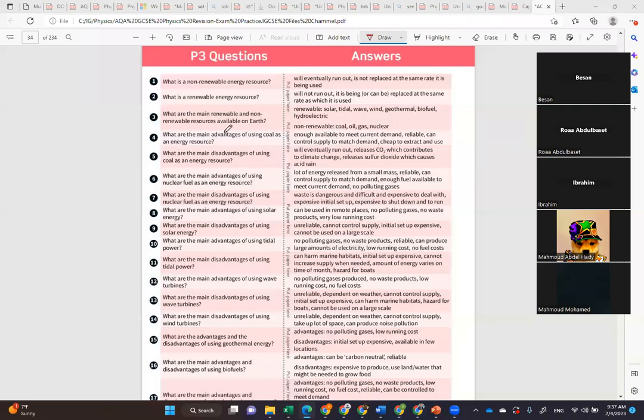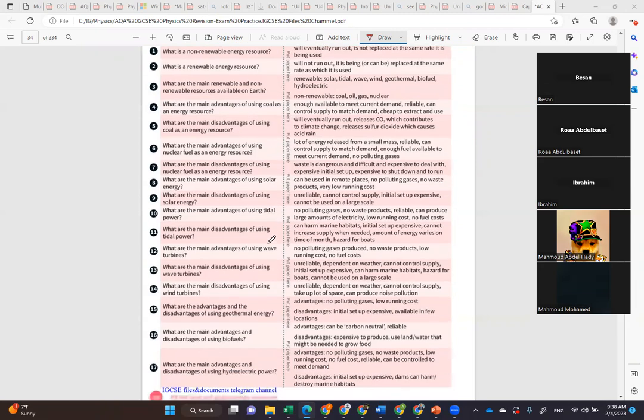What are the main renewable and non-renewable energy resources available on Earth? Renewable ones are solar, tidal, wave, wind, geothermal, biofuel, and hydroelectric. Non-renewable are the four known energy resources: coal, oil, gas, and nuclear. What is the main disadvantage of using coal as an energy resource? You're gonna go back to the table and answer this question. Okay.